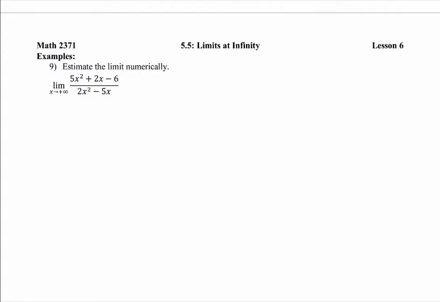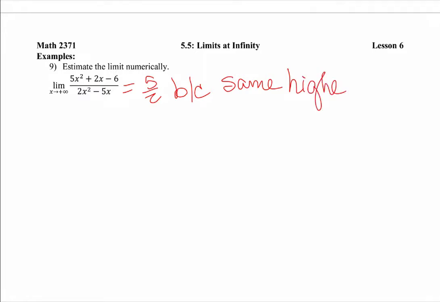All right, so the higher the exponent, the more power. If they have the same highest exponent, then it's the ratio. So do they have the same highest exponent? Yep, they do. So the answer is going to be 5/2, because same highest exponent. Ta-da, we're done.